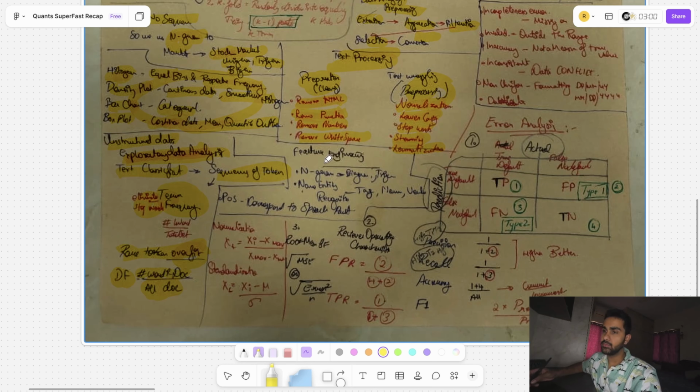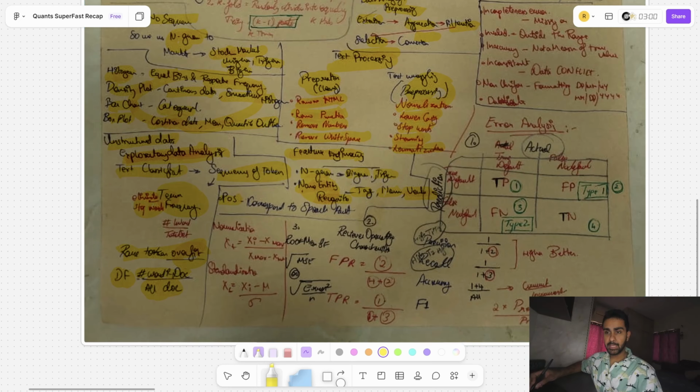Later on, we turn our heads towards feature engineering. So n-gram, as previously discussed, is bigram, trigram, and unigram. Then comes named entity recognition, NER. You have to be vigilant about this. In NER, the tags could be nouns, verbs, anything. It's basically named entity recognition: how do you recognize the entity, whatever you're describing?